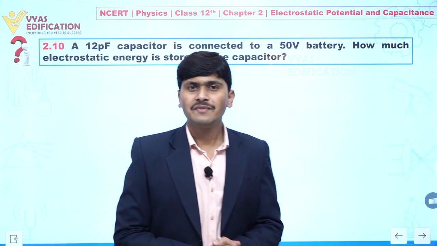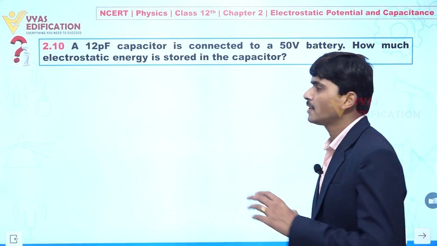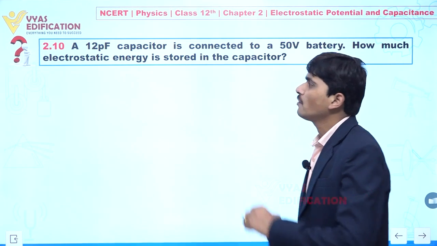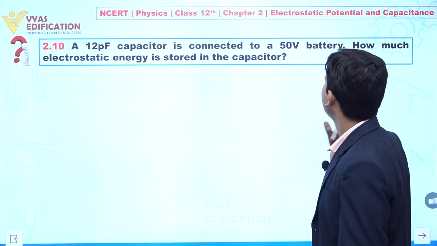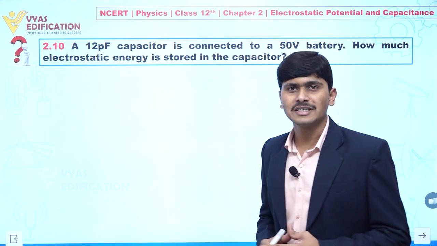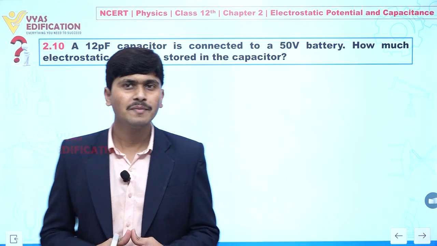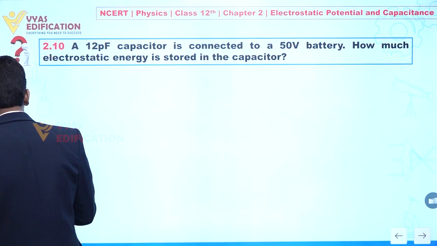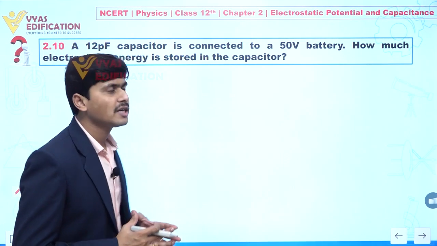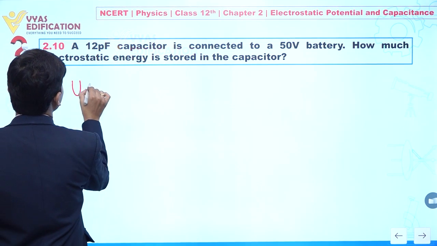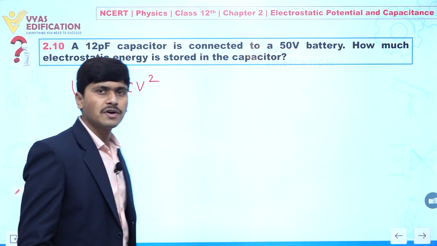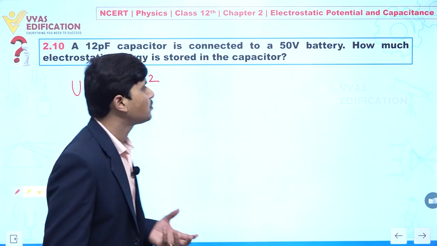Now dear student, we are going to discuss the next question, question number 2.10. In this question it is given that a 12 picofarad capacitor is connected to a 50 volt battery. How much electrostatic energy is stored in the capacitor? This is just a formula based question. We know the electrostatic energy stored in a capacitor is indicated by U and is given by half of CV square, where C is capacitance and V is potential difference.